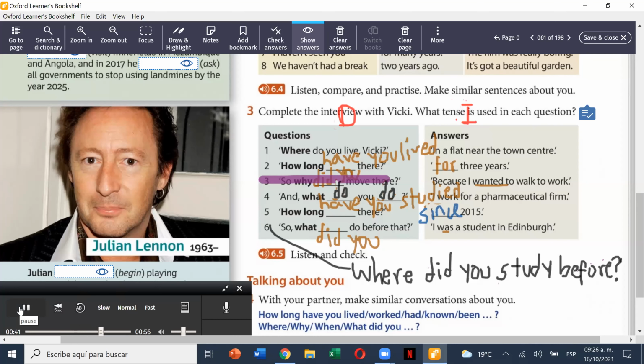Since 2015. It's a really good company to work for. So what did you do before that? I was a student in Edinburgh. I studied chemistry and biology.